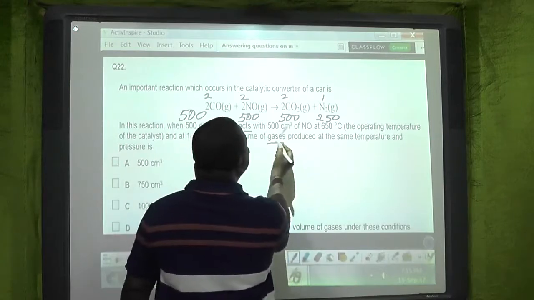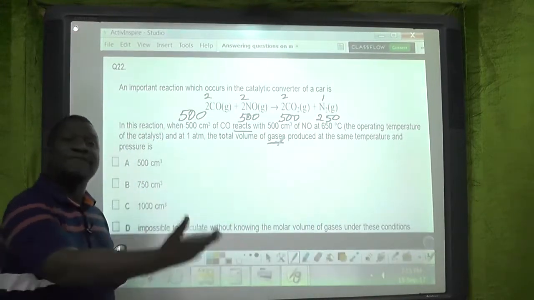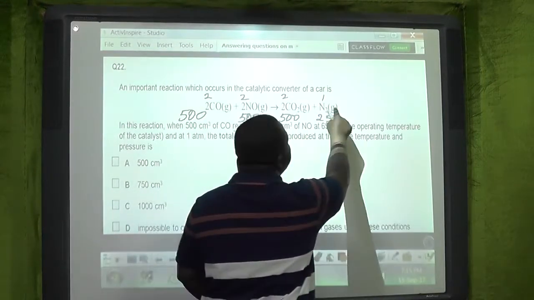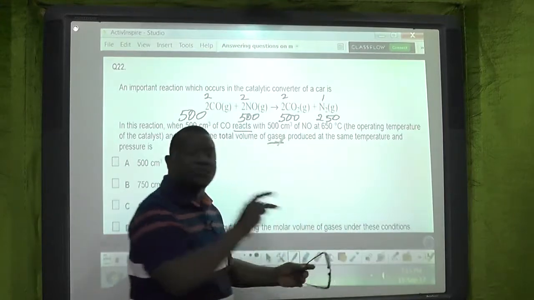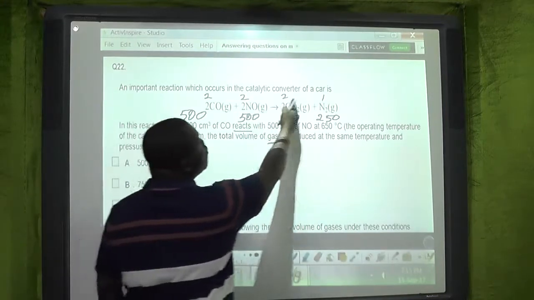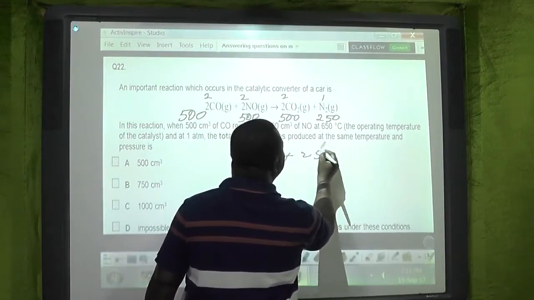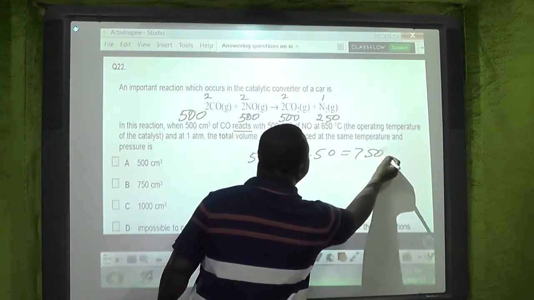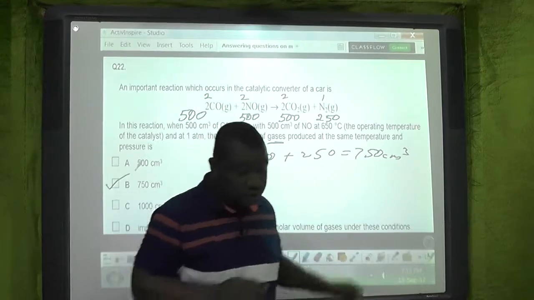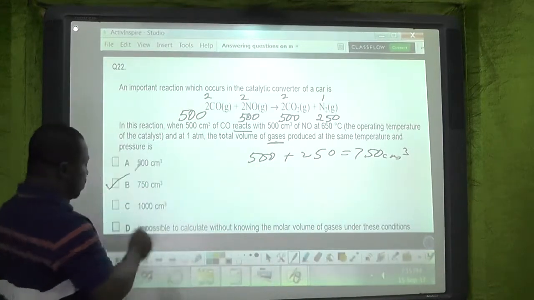Now, the volume of gases. This is a gas, this is a gas. Sometimes you have solid, sometimes you have liquid. They will say volume of gases produced. You have to look for the symbols to get which one they are looking for. You have to be very wise. So for the volume of gases, there are only 2 products and both of them are gases. 500 plus 250 are their volumes, and it gives me 750 cm³. And I choose option B again, which is question number 22. Option B, am I correct? I'm also correct. Let's go to question number 23.